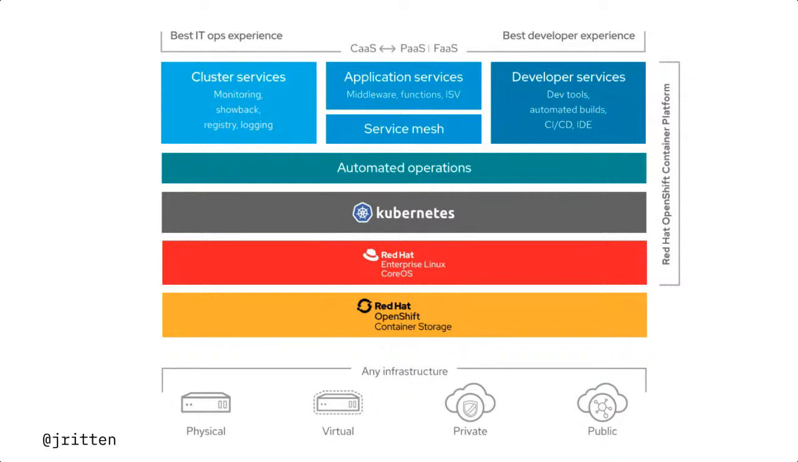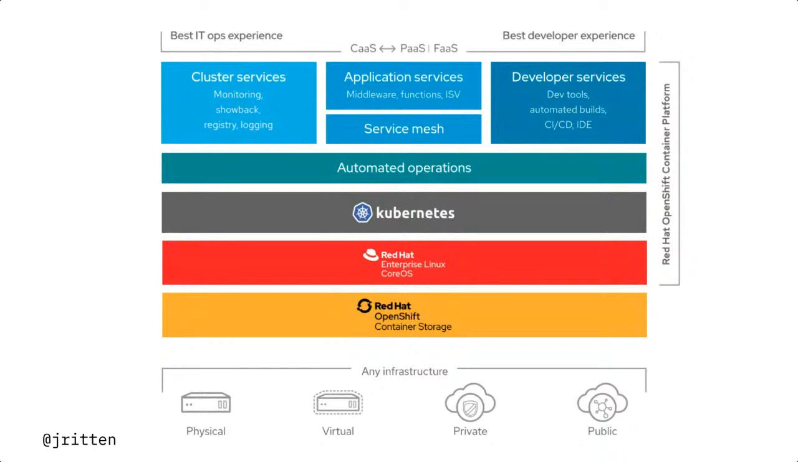This is best for the best IT ops experience. In the middle there, we have application services, such as middleware, functions, ISV, and service mesh. This is our container as a service and our platform as a service. Also, you may have heard a little bit about serverless. That's what we're referring to when we're talking about that FaaS there, functions as a service. For the best developer experience, we have developer services. We have dev tools, automated builds, CI/CD, and IDE.